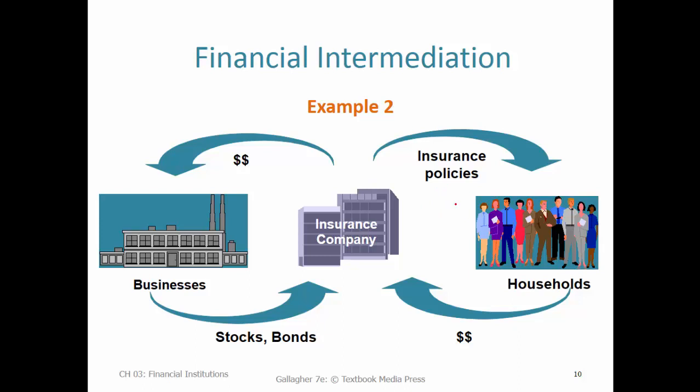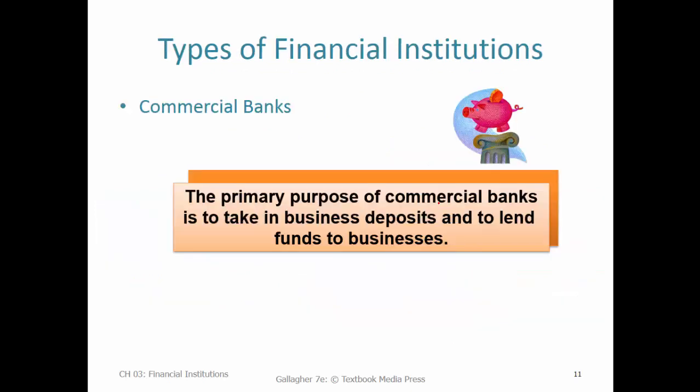done by some different kinds of financial institutions. Households here are putting money into an insurance company and getting insurance policies in return. Insurance companies have lots of money to invest, and they put it out here, maybe into the equity markets or the bond markets.